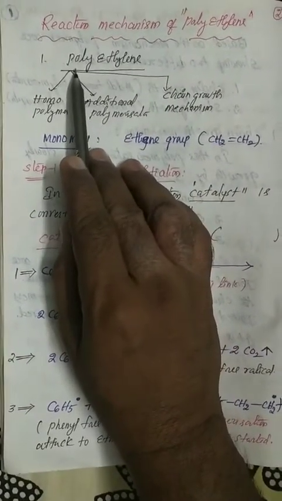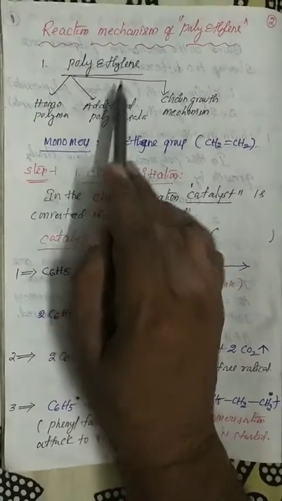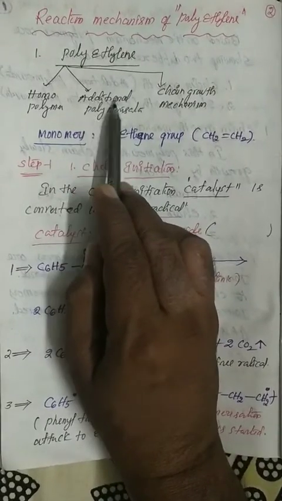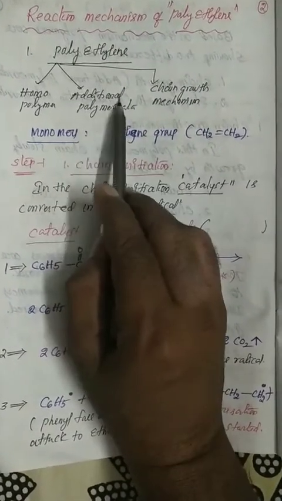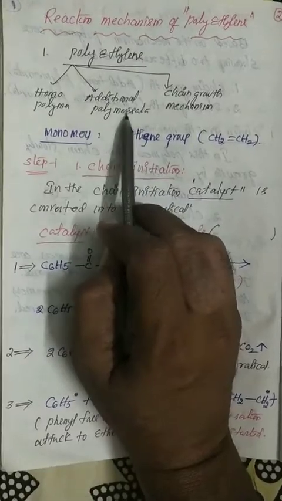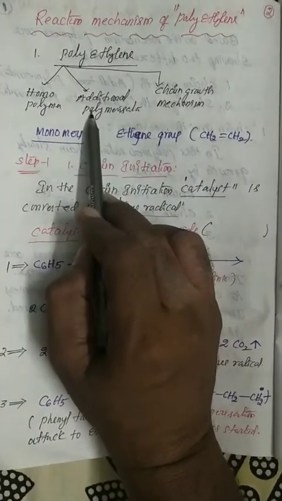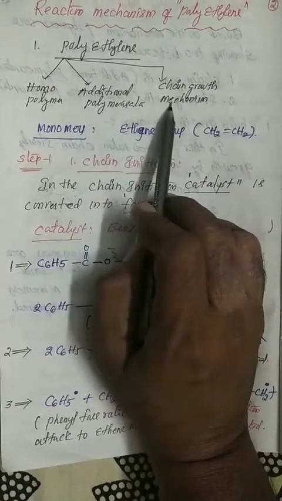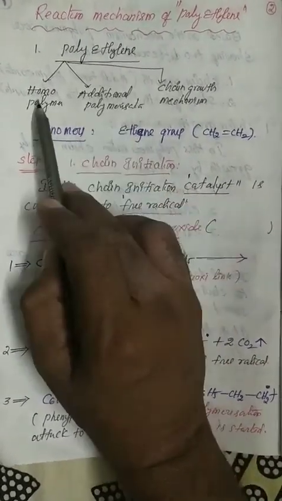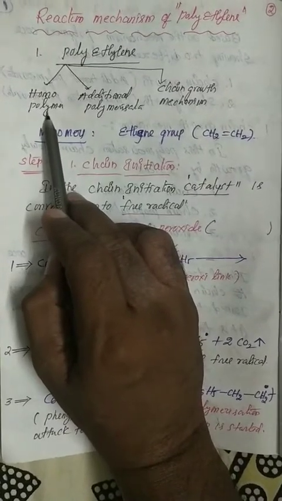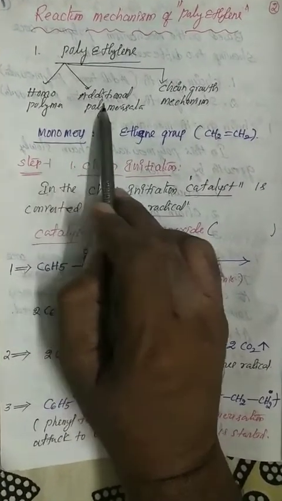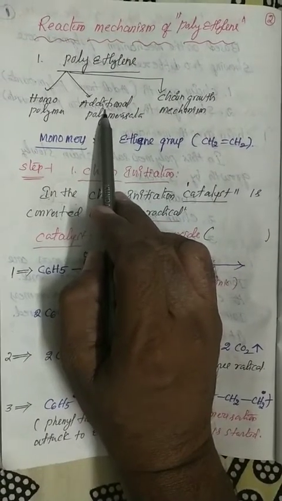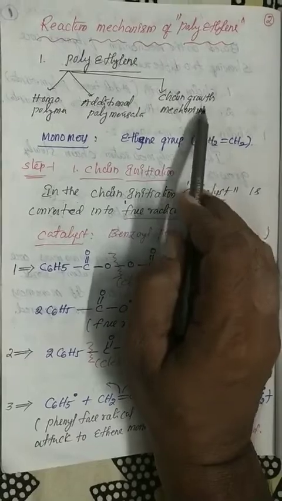Already I told you polyethylene is a homopolymer because the same category of monomers is there. Moreover, polyethylene is prepared through addition polymerization. So this is the type, this is the preparation method, this is the mechanism. So three points are very important. Polyethylene is a homo category type of polymer. It is prepared through addition polymerization. All kinds of addition polymerization have a chain growth mechanism.